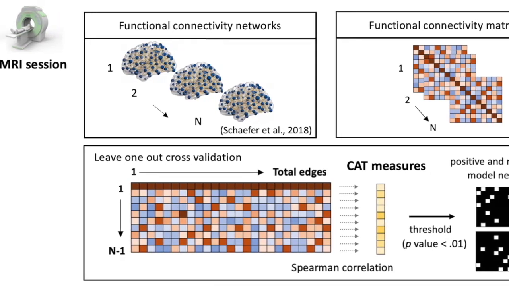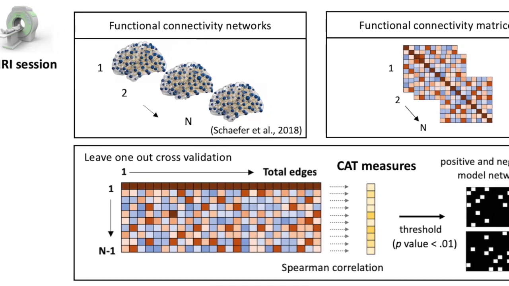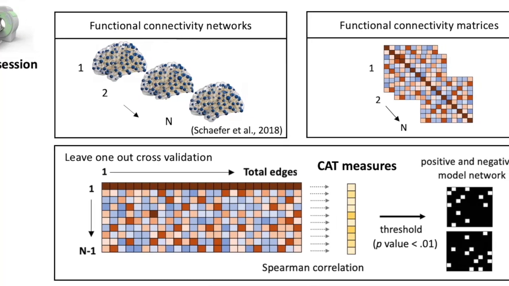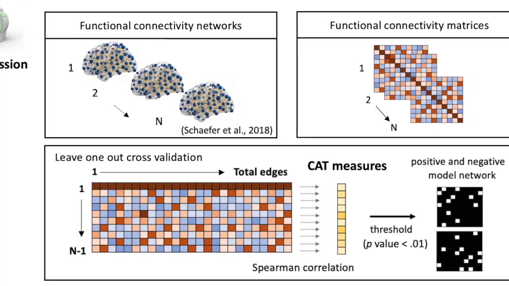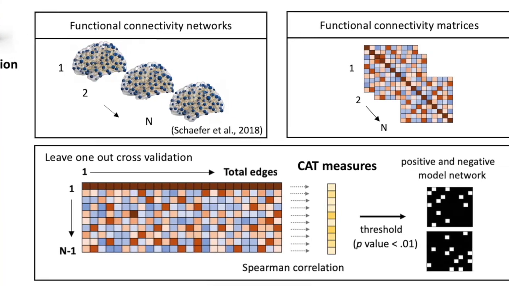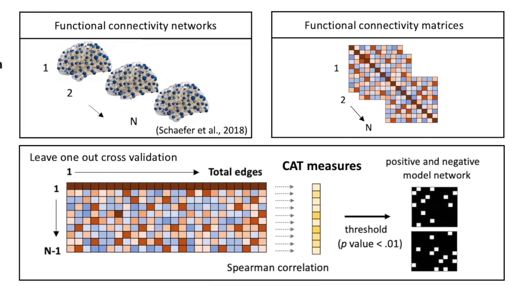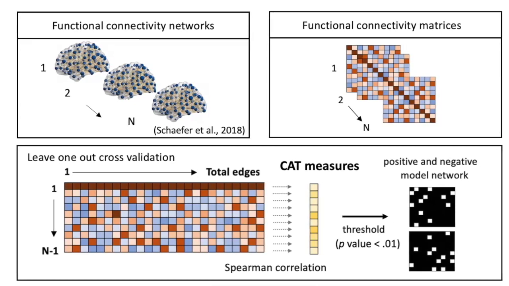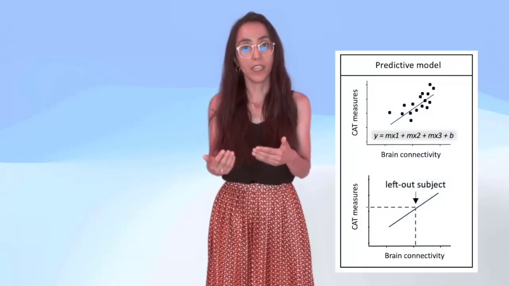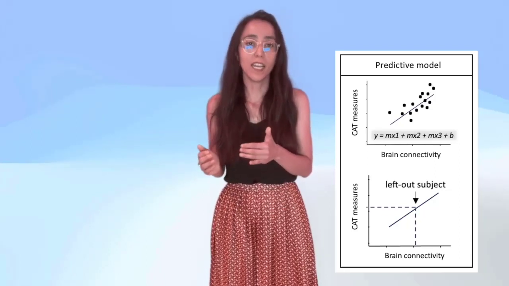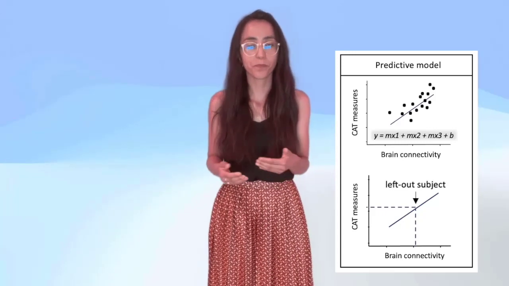By using a leave-one-out cross-validation, we selected the important features in these matrices, that is, the different brain edges that correlated significantly, either positively or negatively, to the different CAT measures. And we fit a predictive model in the total number of subjects minus one. Then we test this model in the left-out subject in order to predict his CAT score.